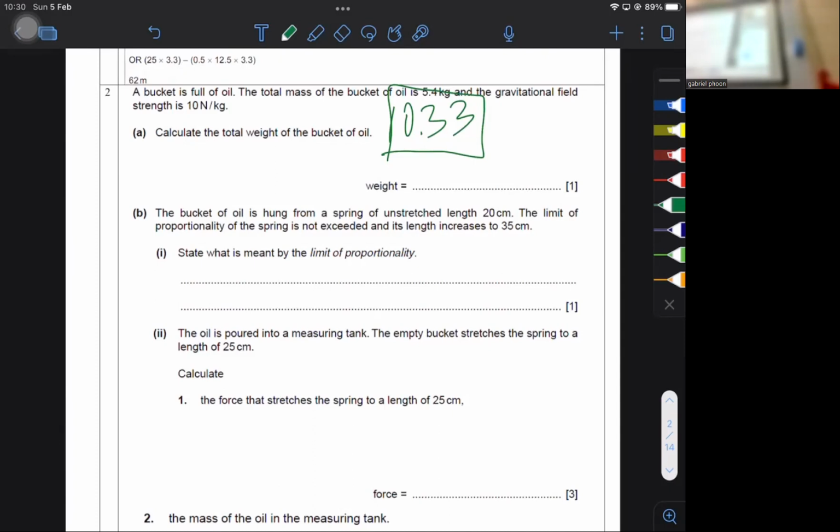This is a very good example. No, it's not nine. You also found the spring constant and you multiply 35 with it. 35 is not an extension. 35 is the new length.